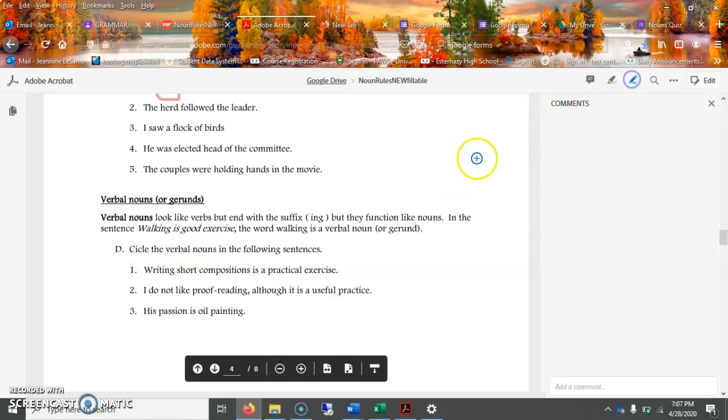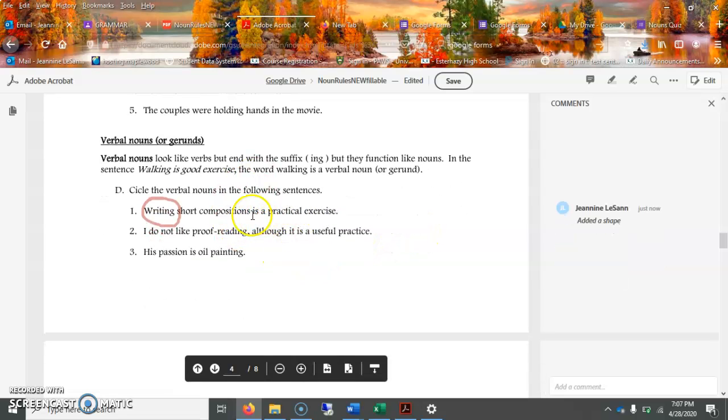So basically, what is the ing ending? In this case, writing short compositions is a practical exercise. The reason we're doing this is because it's going to become more clear when we do verbs what a verbal noun is. I know that's kind of an oxymoron. But you can go through the rest, and basically it's what the ing endings are.